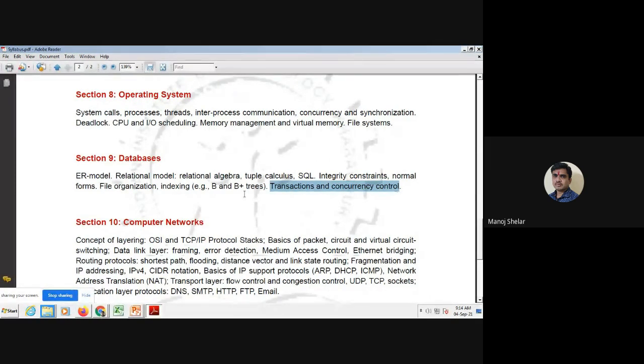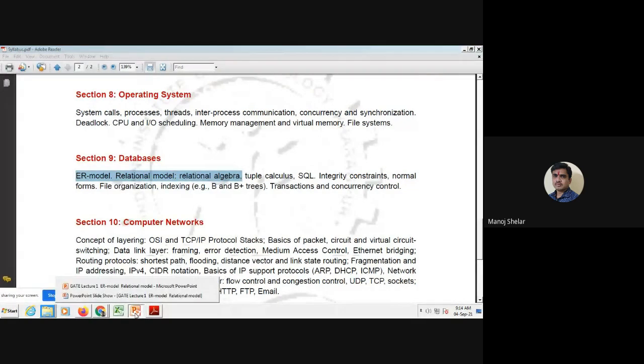Today's lecture focuses on the ER model and some questions on the ER model from the GATE point of view, and then the relational model. These points are covered in today's GATE lecture. So listen carefully, as we start today's GATE lecture.